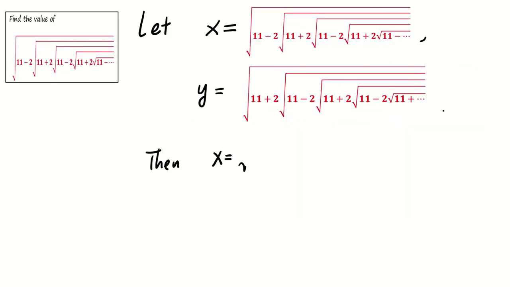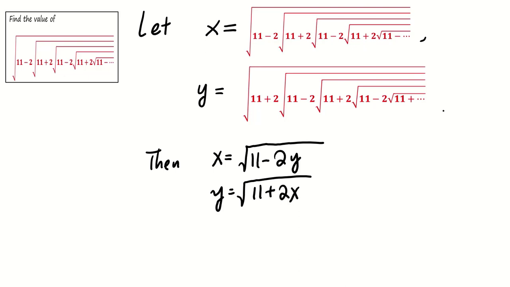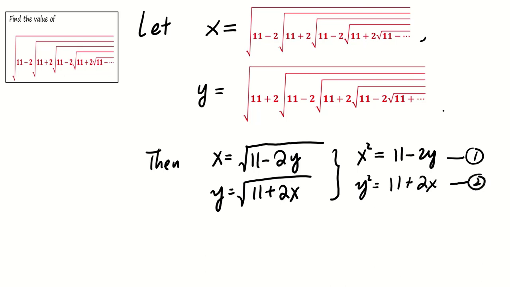Then we see that x equals square root of 11 minus 2y and y equals to square root of 11 plus 2x. From these two equations, x squared equals to 11 minus 2y and y squared equals to 11 plus 2x. Call this equation as equation 1 and equation 2.